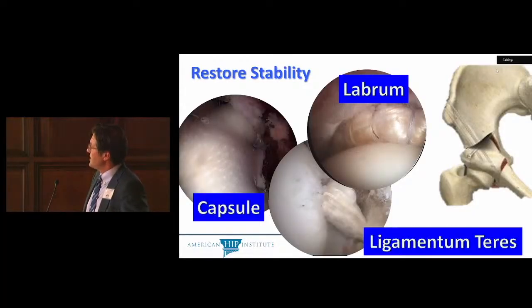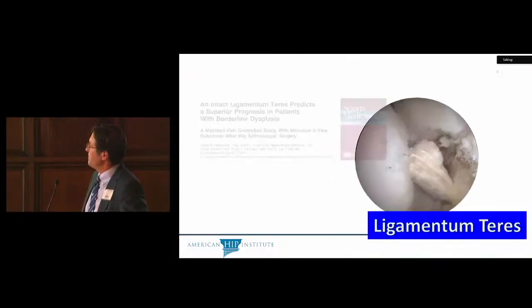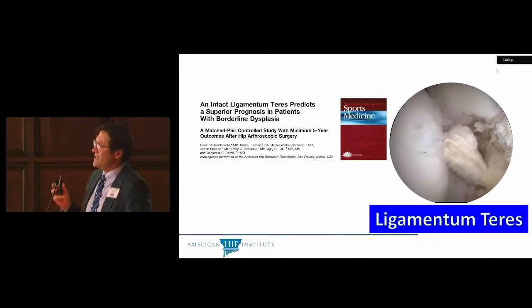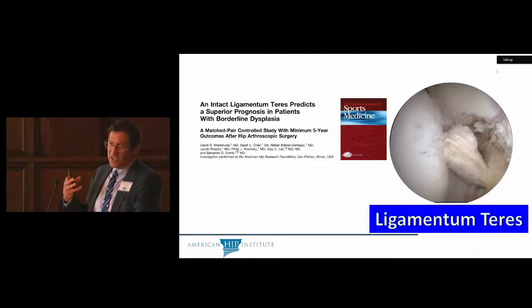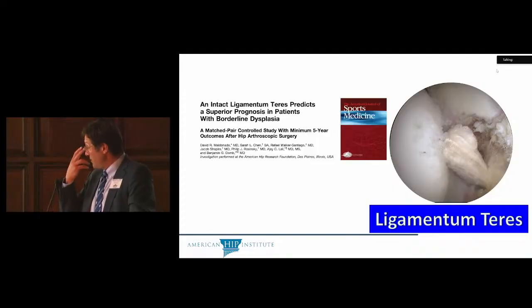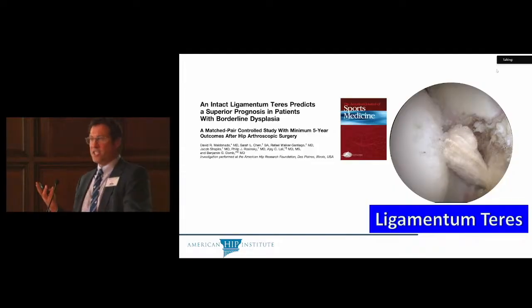The ligamentum teres is next up. So an intact ligamentum teres predicts a superior prognosis of arthroscopy in patients with borderline dysplasia. Corollary, ligamentum teres that is not intact predicts a less good prognosis. So it seems that the ligamentum teres probably tears because of instability, but once it is torn, the instability itself may get worse. So maybe the ligamentum teres in a normal hip shouldn't be a stabilizer at all.